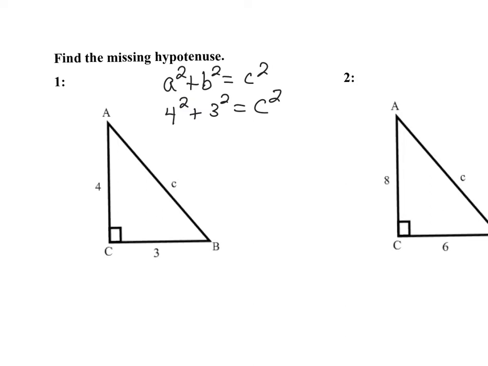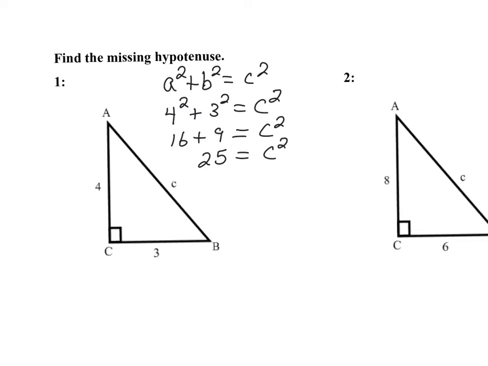So if I take 4 squared, I get 16, 4 times 4. And 3 squared, I get 9. And that's equal to C squared. Okay, this is an equation just like any other equation. We're trying to find the value of C. So I've got to take 16 and add 9. That's combining like terms. That gives me 25. And that's going to be equal to whatever C is squared.